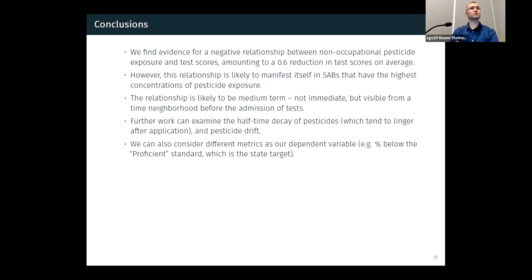And that's why our initial approach was here. We look into the school catchment zone, which is an aggregate, right? But that's an area where most people spend a lot of their time, especially children, either in their home or at school. So that's why we selected that level of aggregation.